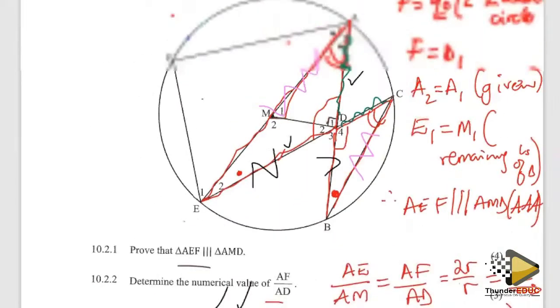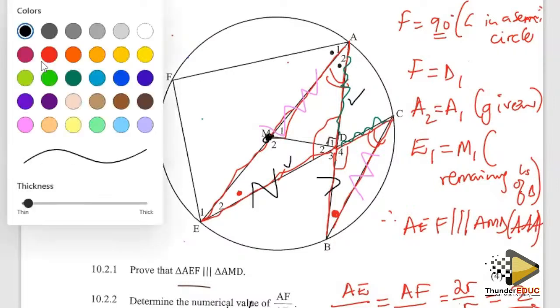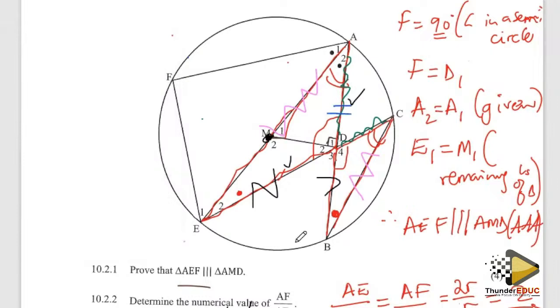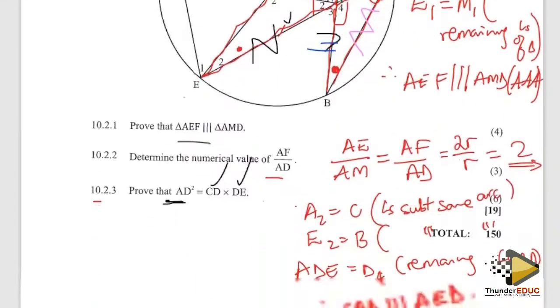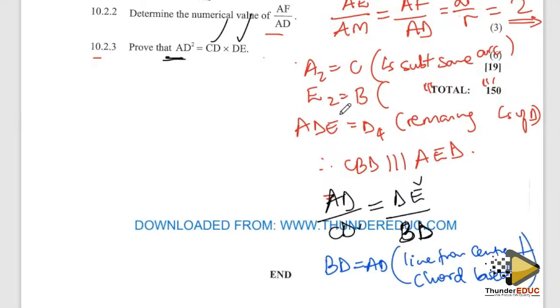Now, what I can notice is that this line MD is from the center and it's perpendicular. What does that mean? It simply means that that line is going to bisect. So which means this is the same as that. Okay, so I'm going to say that BD is the same as AD. Reason, line from the center, perpendicular to the chord, bisects the chord. Just line from the center, perpendicular to the chord, you know what to do.